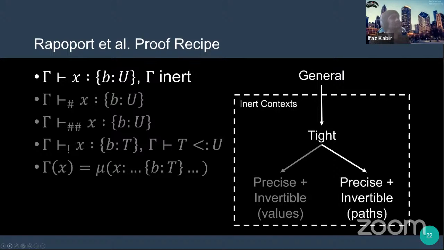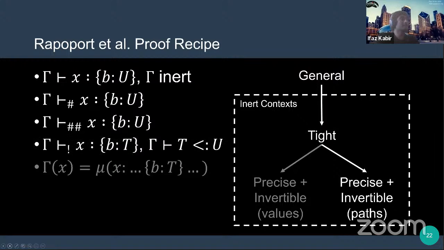And in our OOPSLA 2017 paper, we provided a proof recipe, and the proof recipe works something like the following. Suppose X has an object type, and gamma is an inert context. Then X has the same type because you're in an inert context. Similarly, X has this invertible type, again because you're in an inert context.